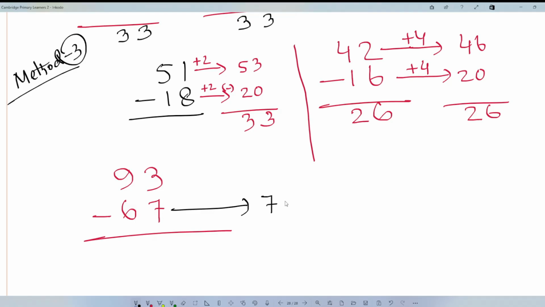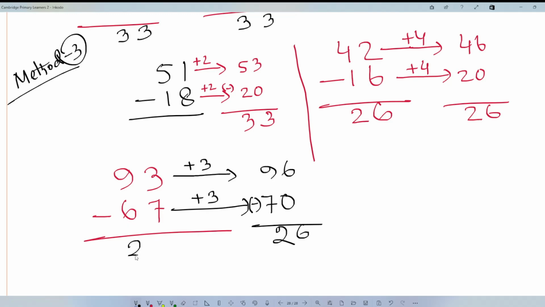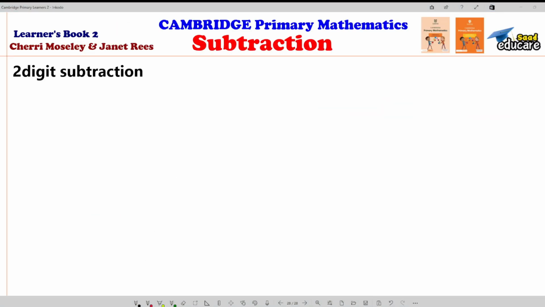67 we consider this is 70. It means we are adding plus 3. And also 93 we will add again 3. So 93 become 96. So 6 minus 0 is a 6. 9 minus 7 is a what? 2. So our right answer is 26.